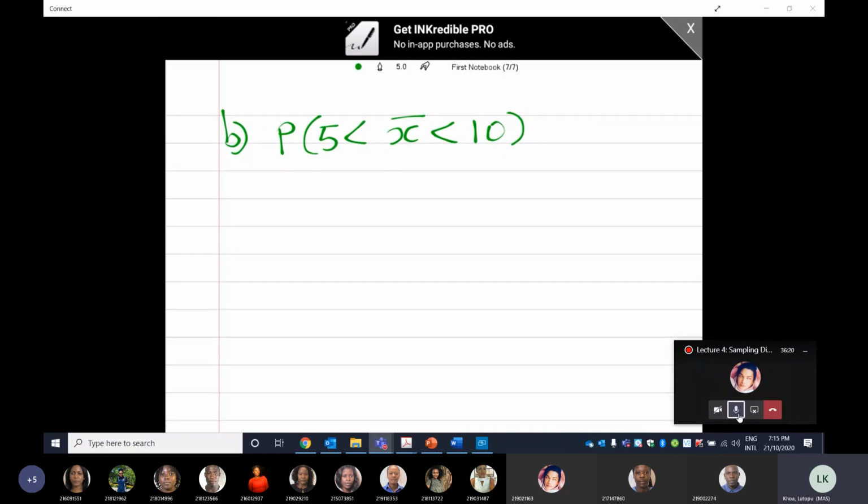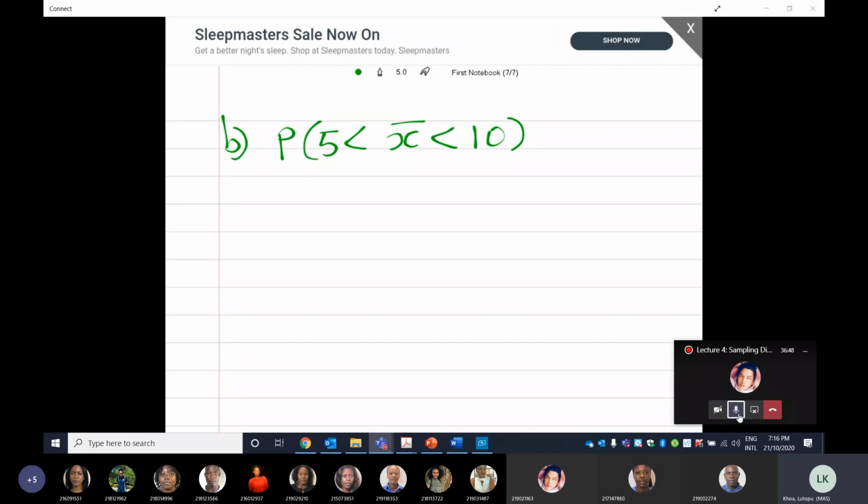Now we know that the average waiting time is around 8 minutes. The standard deviation is 1.5 minutes. So again, when you think about it, most people are waiting between 7 and 9 minutes. So you expect a very high probability that the waiting time is between 5 and 10, because these are very far outside of our range.